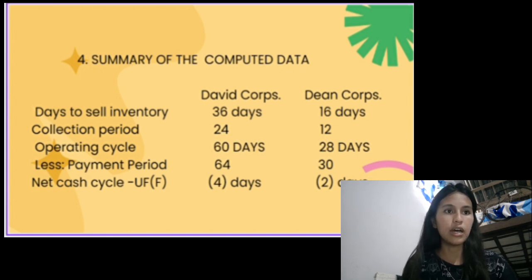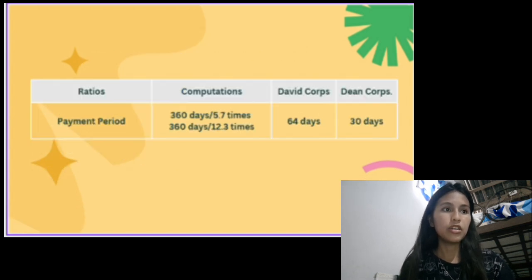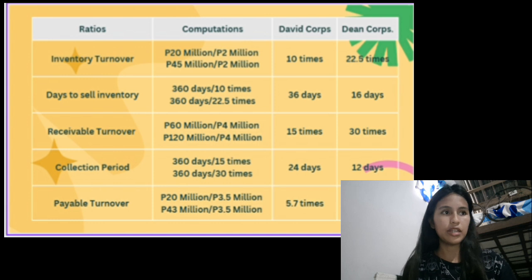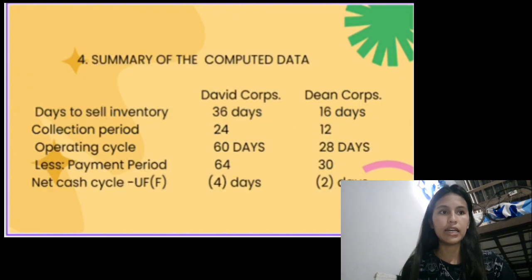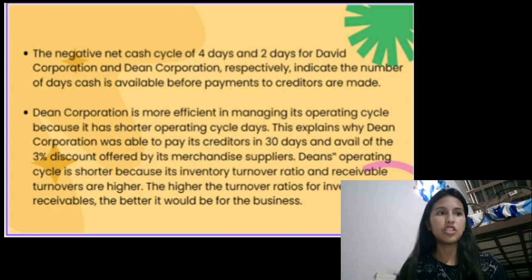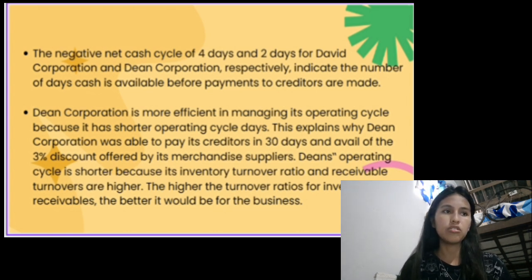Nakuha rin siya dito sa computation kanina na payment period 64 days and 30 days. Then, pag minus lang yung 60 and 64, meron ng net cash cycle na unfavorable si David Corporation na 4 days, then Dean Corporations na 2 days. So, the negative net cash cycle of 4 days and 2 days for David Corporations and Dean Corporation respectively indicate the number of days cash is available before payments to creditors are made.